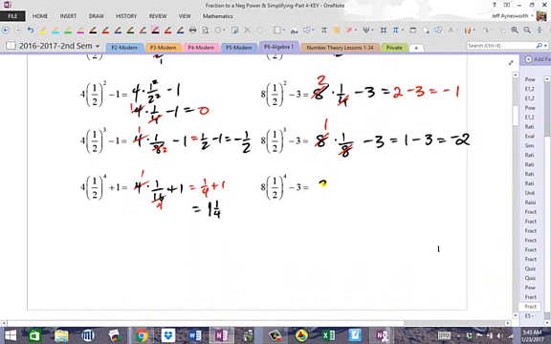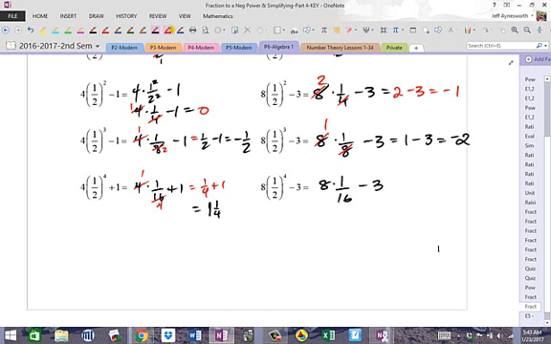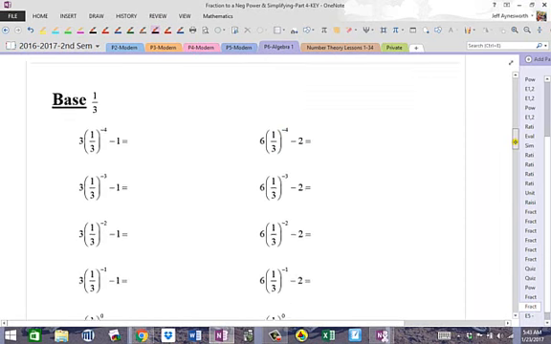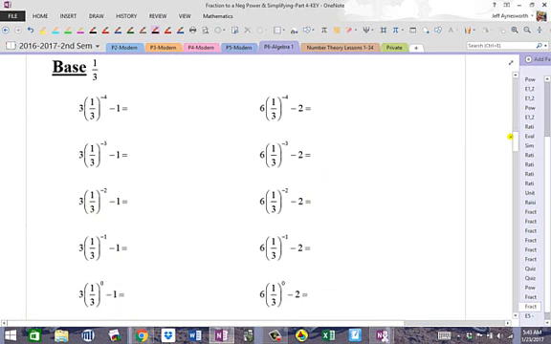And then we have 8 times 1/16. 1/2 raised to the 4th power is 1/16, because 1 to the 4th is 1, 2 to the 4th is 16. Okay, do a little simplifying here. 8 and 8 is 1, 8 and 16 is 2. So you get 1/2 minus 3, and that's negative 2 and 1/2. All right, so you got to do a lot of simplifying, but that's part of the goal here, is to get really good at arithmetic, so when we go to exponential functions, you can handle it.